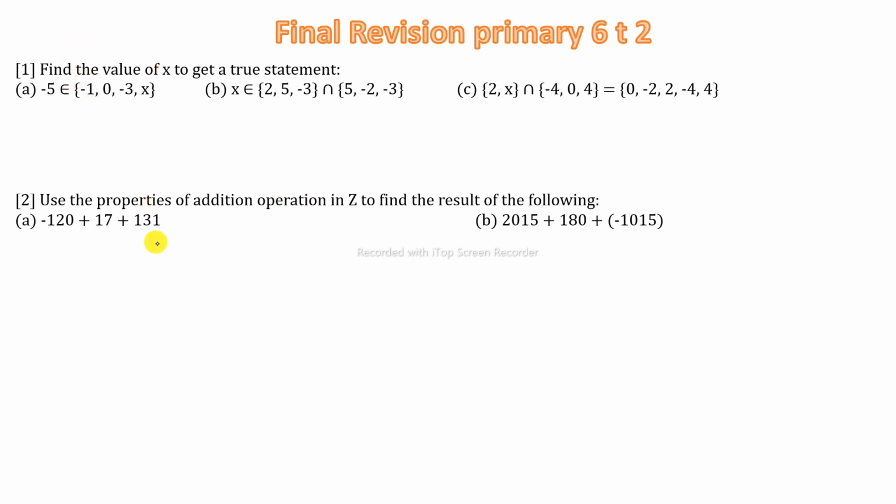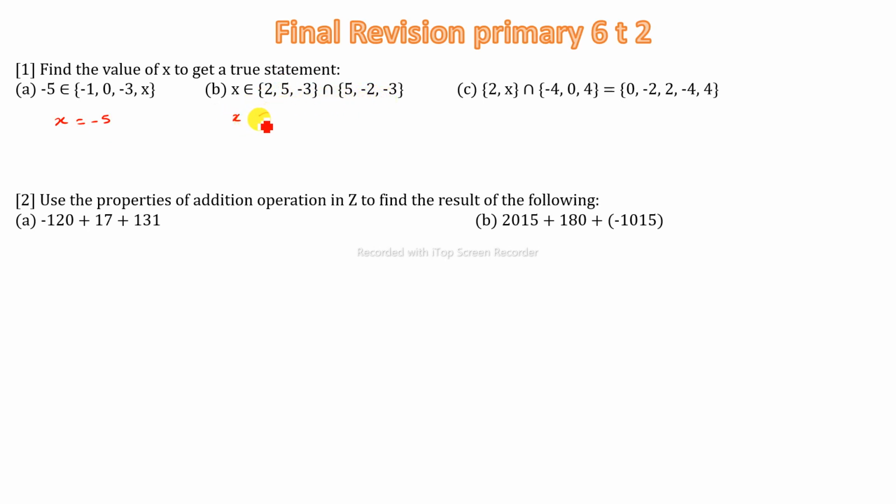The first question: find the value of x to get a true statement. Here, negative 5 belongs to the set negative 1, 0, negative 3 and x. Of course, negative 5 belongs to this set, meaning negative 5 is an element that exists here, so x is equal to negative 5.